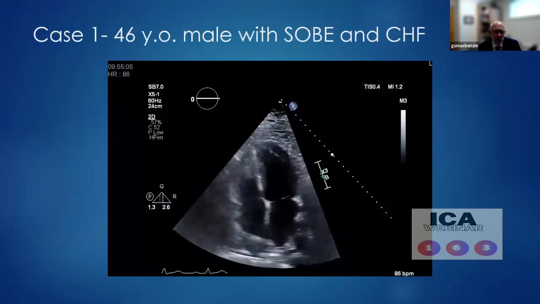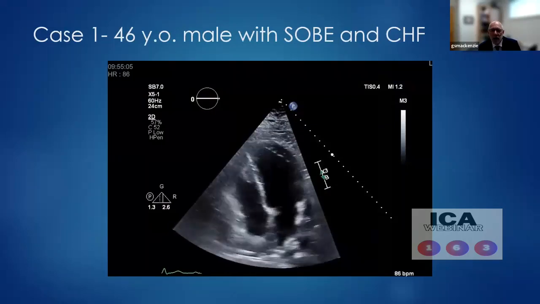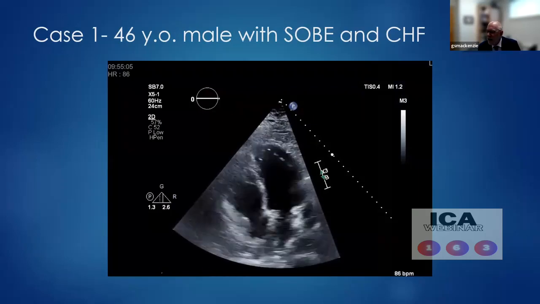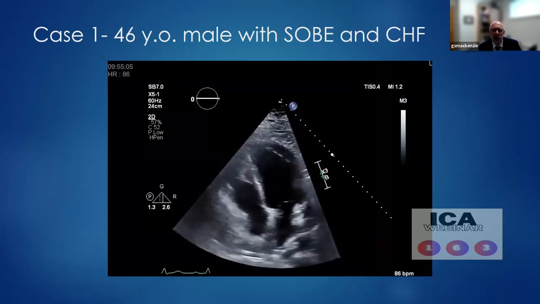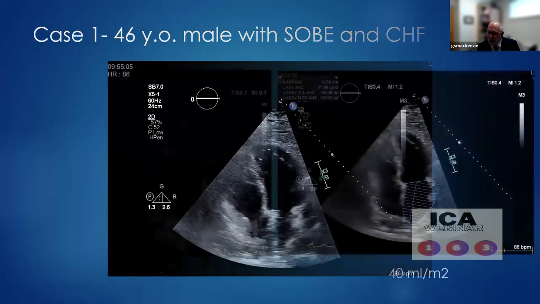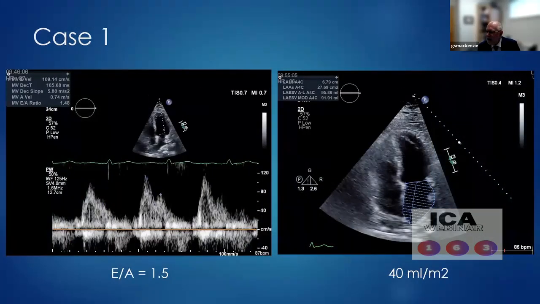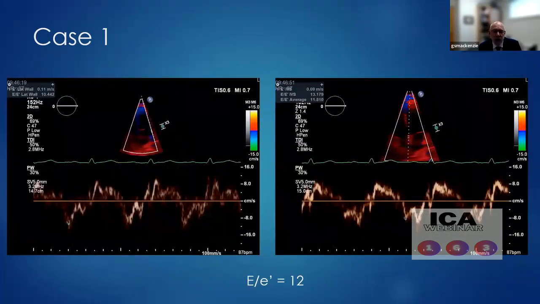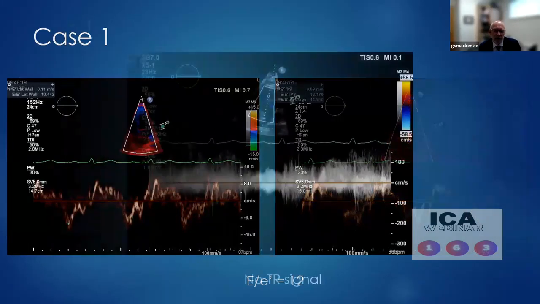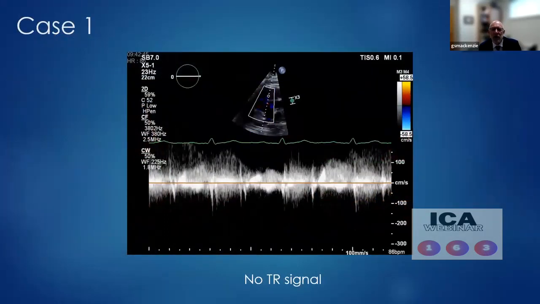This is a 46-year-old male who was admitted with shortness of breath on exertion and congestive heart failure. The apical 4-chamber view shown here shows relatively well-preserved systolic function, but the patient did have left ventricular hypertrophy. The E to A ratio you can see here was 1.5. The left atrial volume index was elevated at 40. And the E to E prime was elevated at 12. And we could not measure the TR velocity in this particular patient.